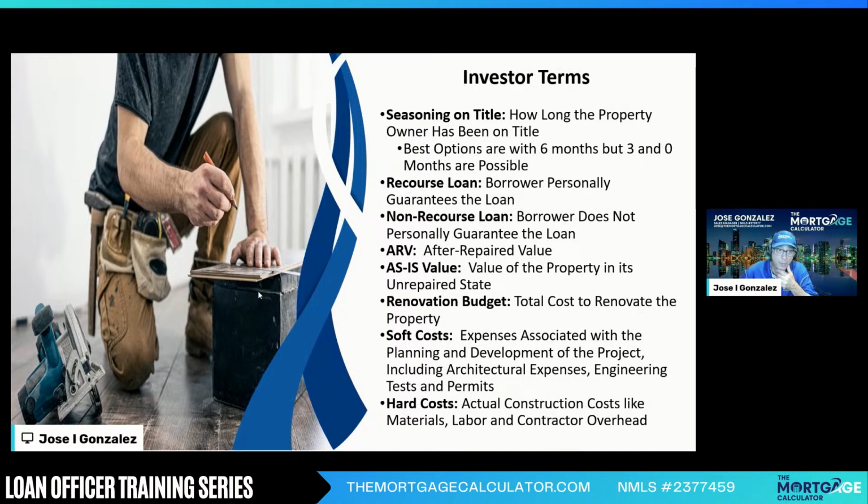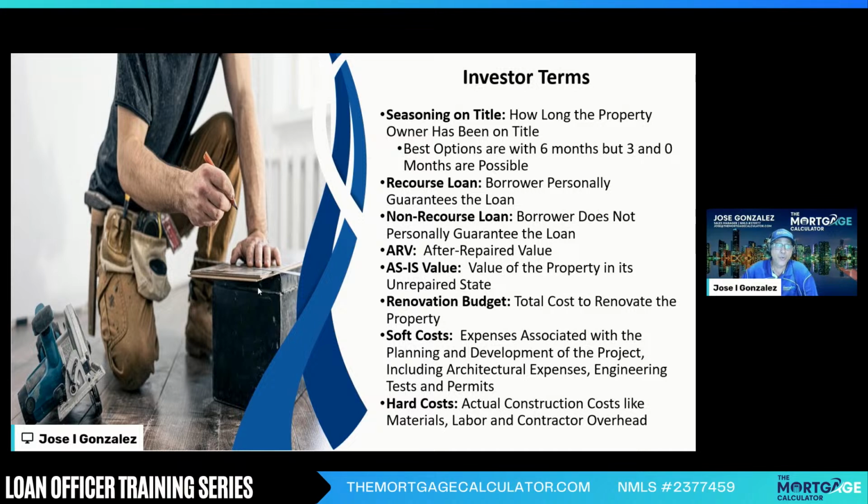So, in order to be able to properly consult the investor, and also in order for the investor to really know what they're doing, there are investor terms that we all need to familiarize ourselves with. And I'm going to run them through here. We're talking about seasoning on title. I already mentioned that's how long the owner has been on title. Now, the best options for our DSCR loan products out there are with 6 months, but 3 and 0 months are possible, as I mentioned, if we show renovation on the property.